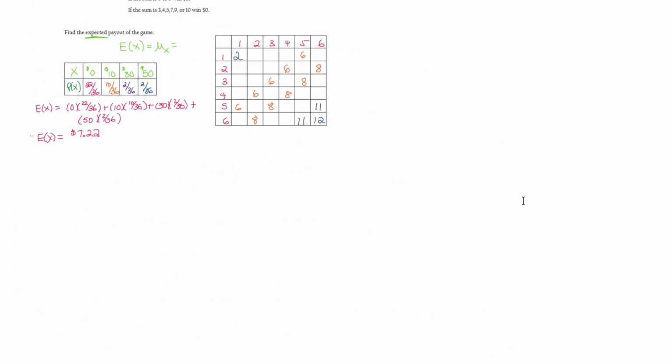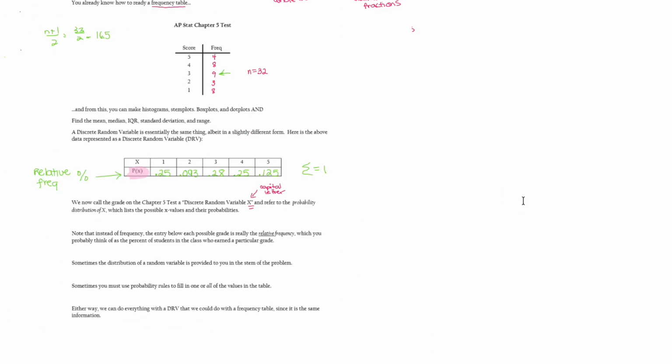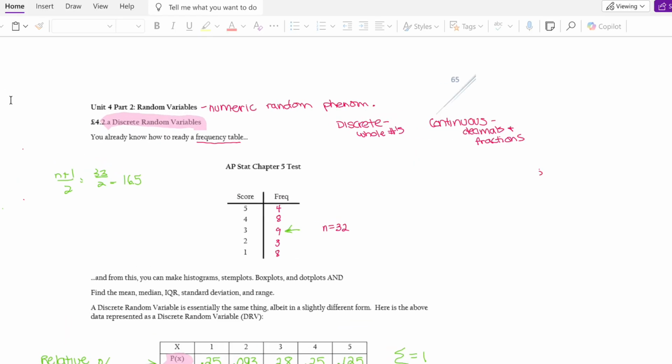So basically, we went through how to calculate the mean, variance, and standard deviation, and what each represents.